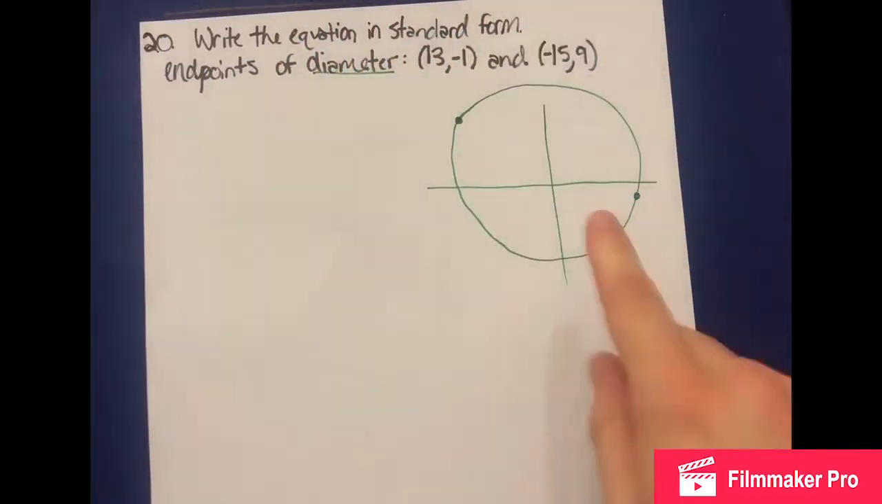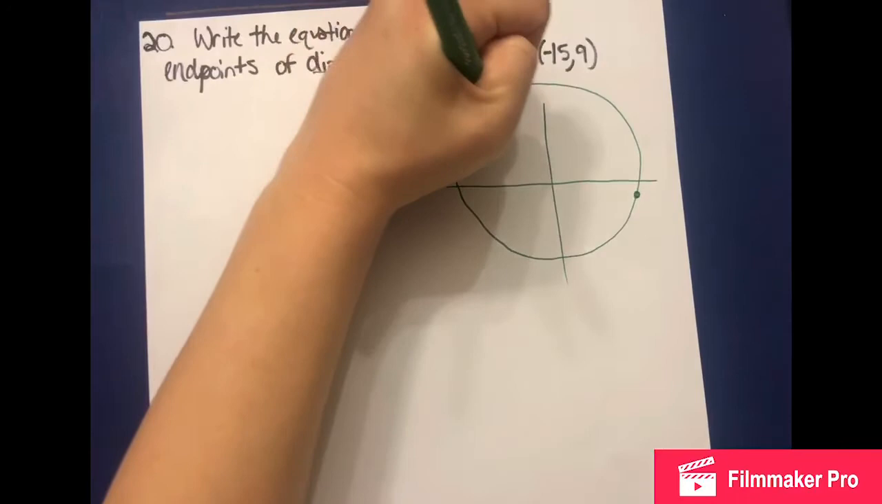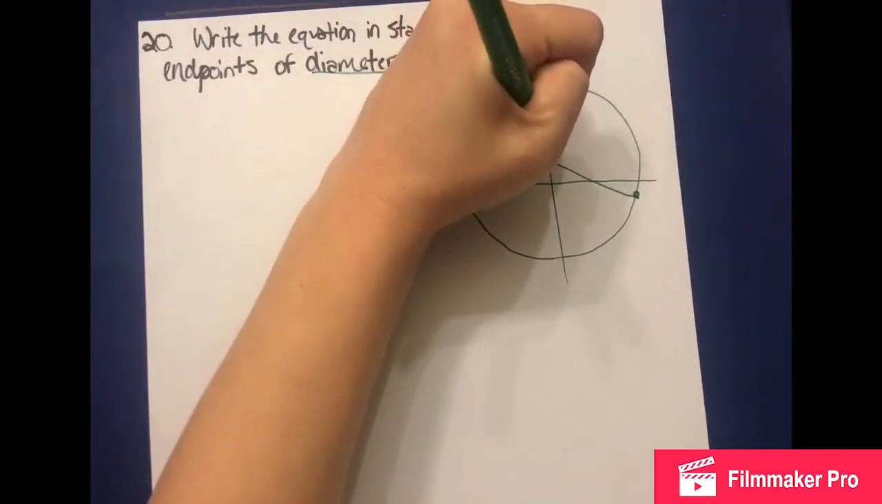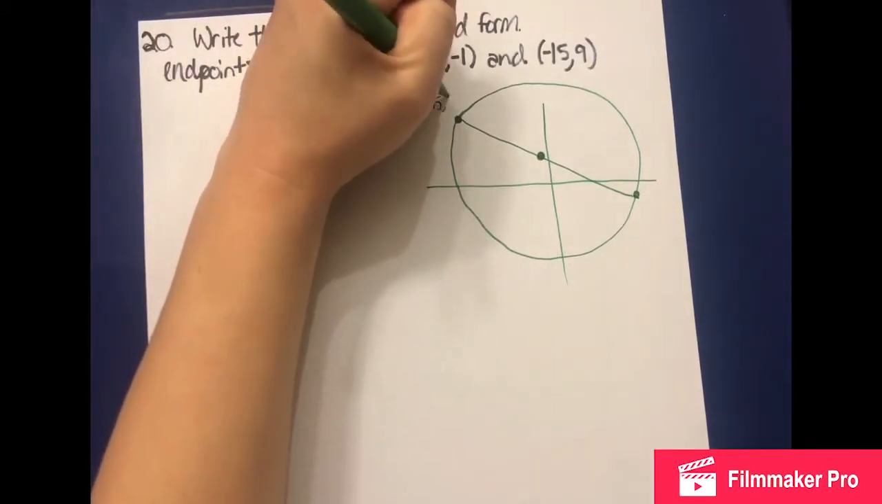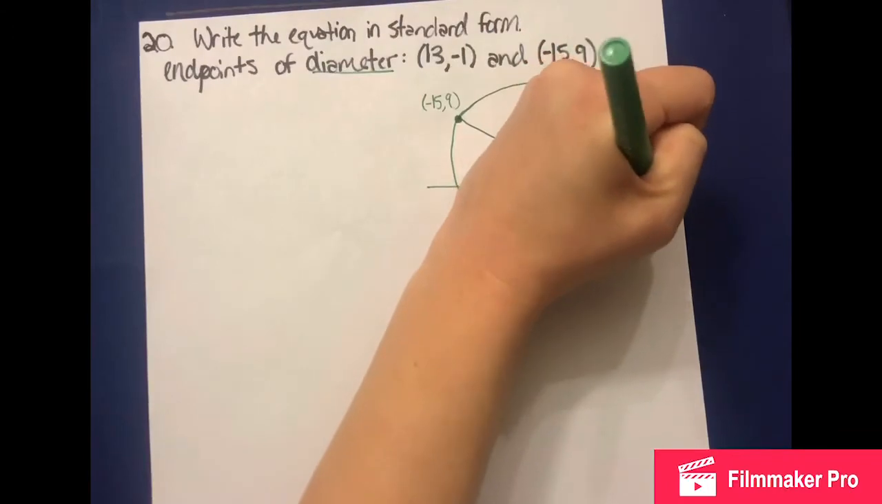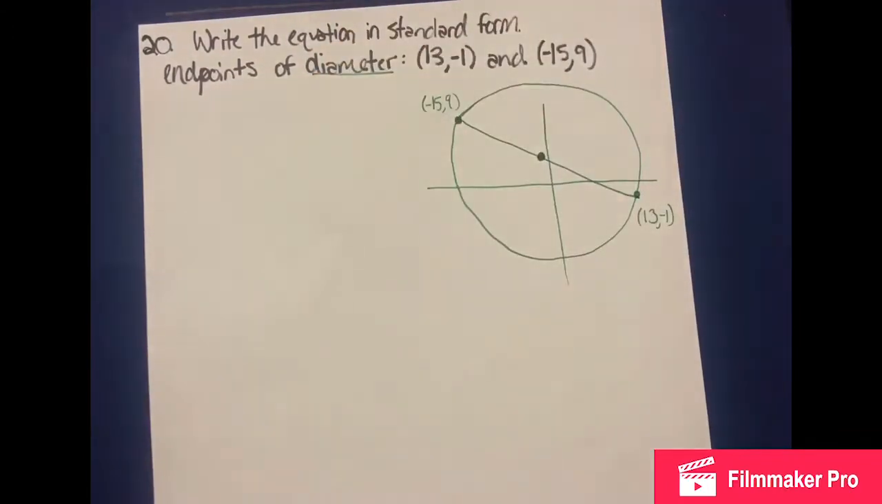So there's got to be something like this where, when you connect the two of them, there's a center there. I have -15, 9, and 13, -1, but I don't have either the center or the radius. First thing I'm going to do is find the center. It'll bring me to a point where I'm pretty much identical to that last problem that we did.